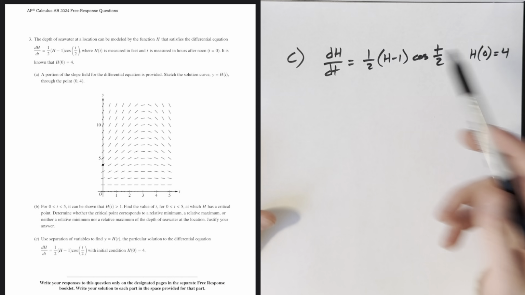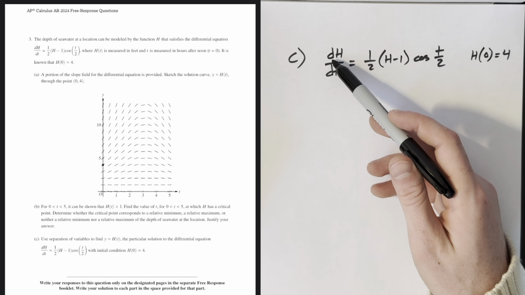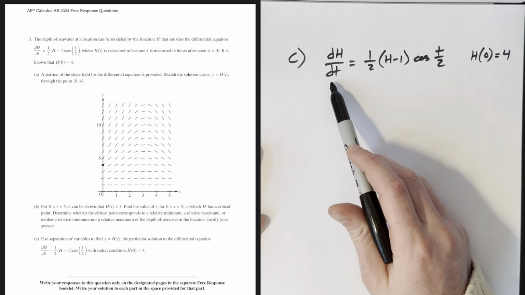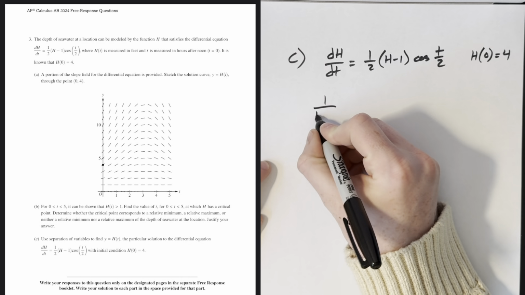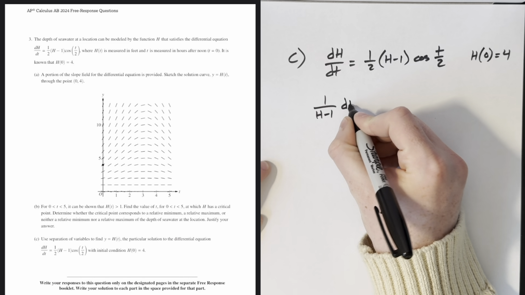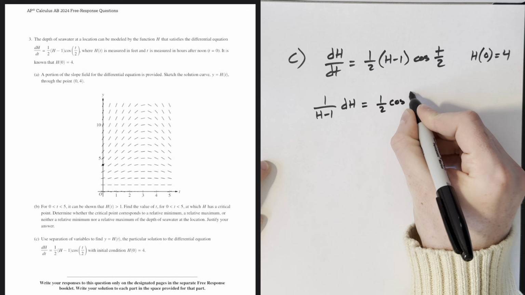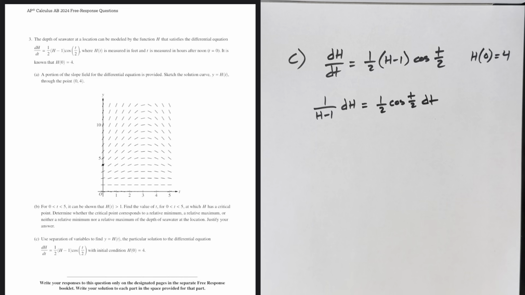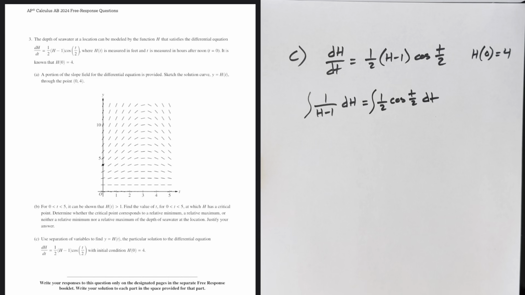So to start out, using separation of variables, the way that we handle it is we get our dt to the other side, right? And we try and get all of the variables on the correct side. So I would want all my h's on the left side, all my t's on the right side. In order to do that, I'm going to multiply by dt and then divide by h minus 1. So I get 1 over h minus 1 dh is equal to 1/2 cosine of t over 2 dt.